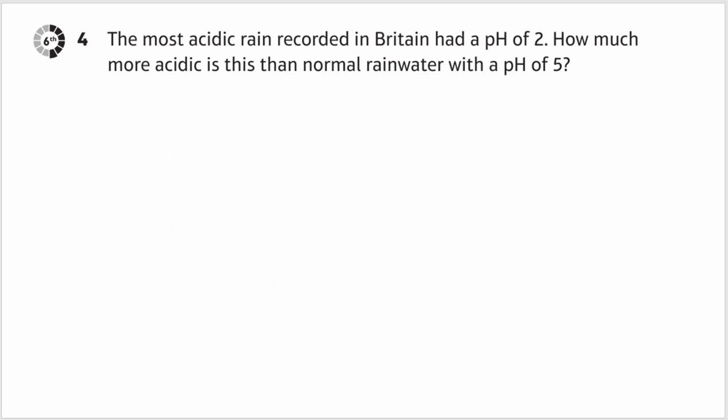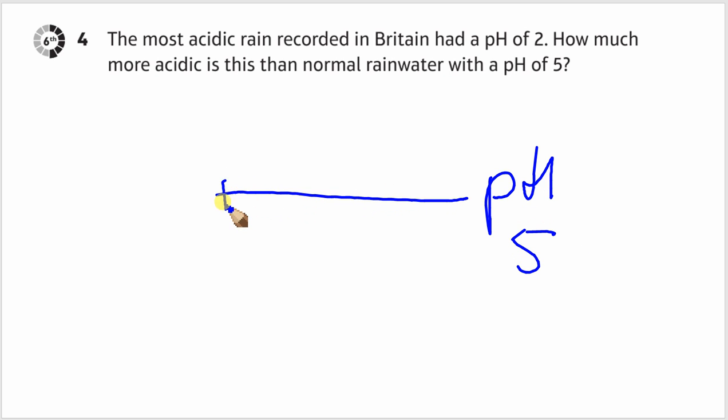So here's another question for you to have a go at. The most acidic rain recorded in Britain had a pH of 2. How much more acidic is this than normal rainwater with a pH of 5? Okay, so if we've got pH 5, and that's normal rainwater, and we're going to drop down now to pH 2.